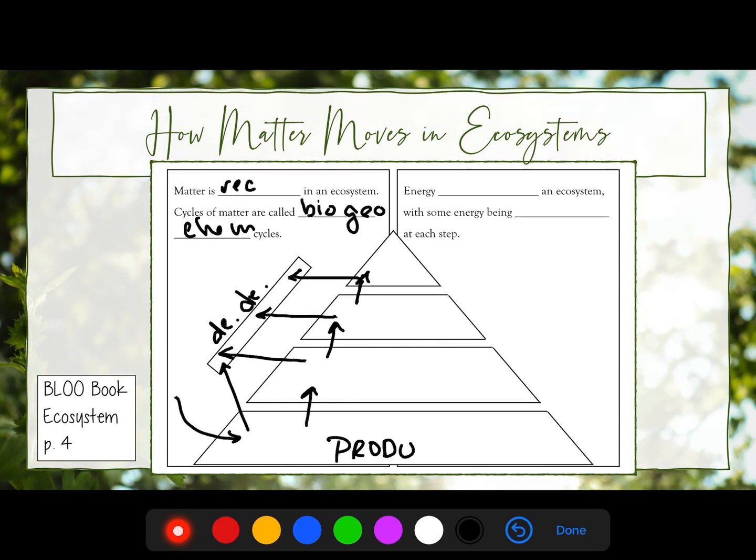Helps if I label all of these for you just in case. So producers down here, primary consumers, secondary consumers, also called herbivores, and then these guys would also be called your carnivores, producers down at the bottom. Okay, sorry, that was a little bit confusing.